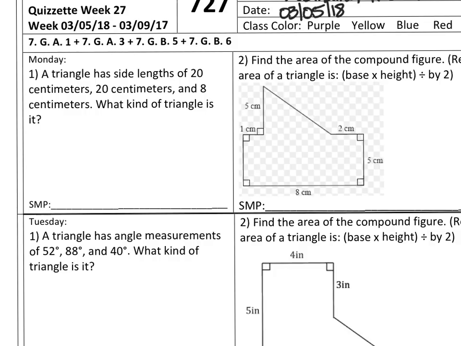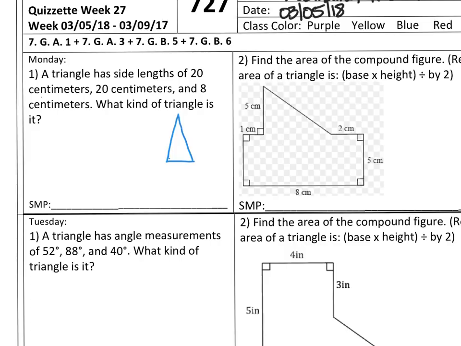Okay, number one, it says a triangle has side lengths of 20 centimeters, 20 centimeters, and 8 centimeters. What kind of triangle is this? So when we're grading on Friday, I'm going to give you points for multiple things on this. I'm going to give you points for your SMP4, your model. So you have to construct a figure, make a model out of the description. You will get points for that. You will also get points for classifying the type of triangle in the correct way.